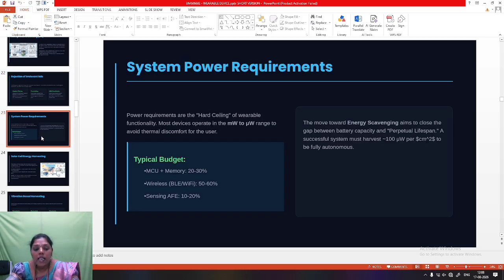Let us move to the next slide. System power requirements means power requirements are hard limiting. The wearable functionality, most devices operate at a 1 to 2 volt, microwatt range to avoid thermal discomfort for the user. The move toward energy scavenging aims to close the gap between battery capacity and perpetual life. A successful system must harvest 100 microwatts to be fully autonomous.